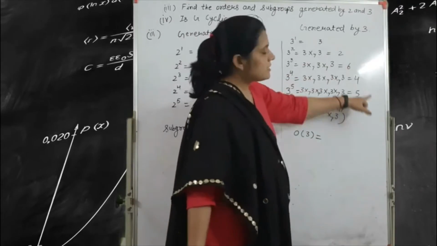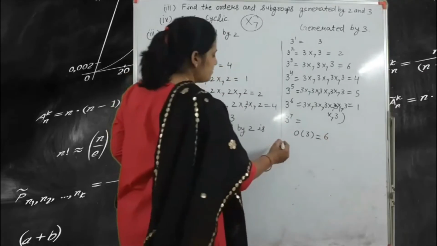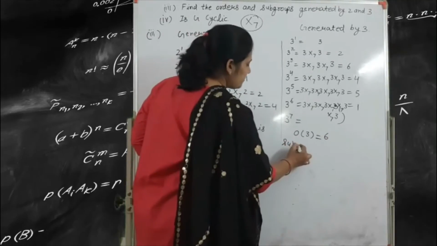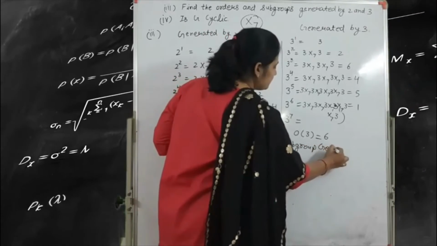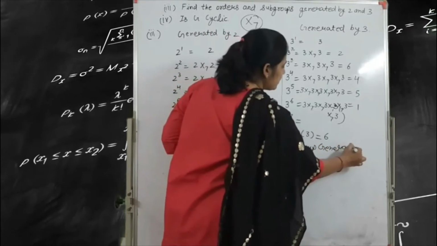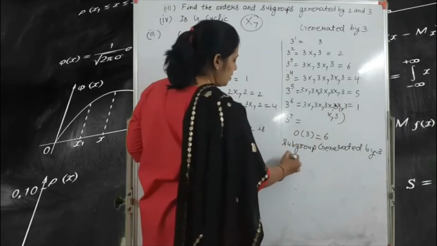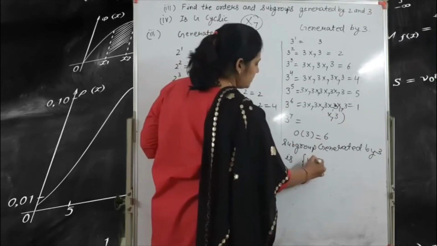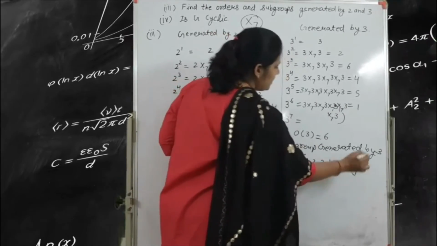That means here we write, the order of 3 is equal to what? So total 6 numbers are here. So the order of 3 is equal to 6. That means the subgroup generated by 3 is what? 1, 2, 3, 4, 5 and 6.